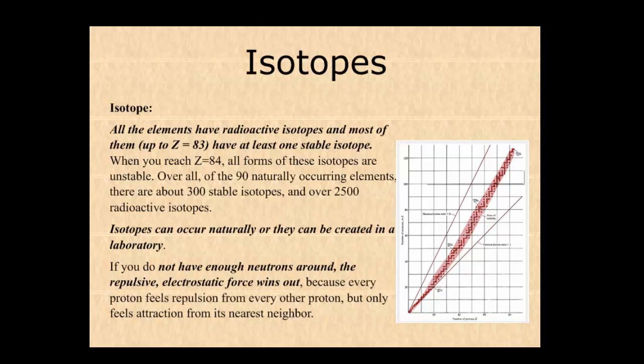Overall, among the 90 naturally occurring elements, there are 300 stable isotopes and over 2,500 radioactive isotopes. Isotopes can occur naturally, or they can be created in a laboratory. If you do not have enough neutrons around, the repulsive electrostatic force wins out, because every proton feels repulsion from every other proton, but it only feels attraction from its nearest neighbor.